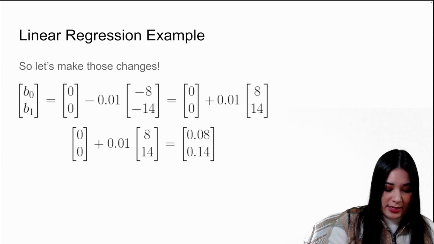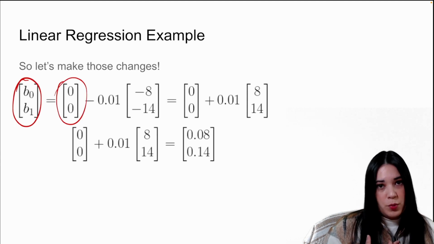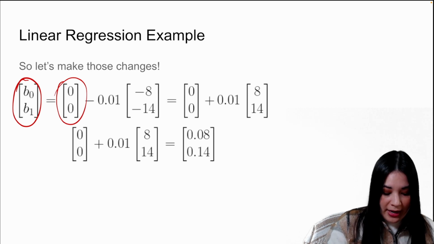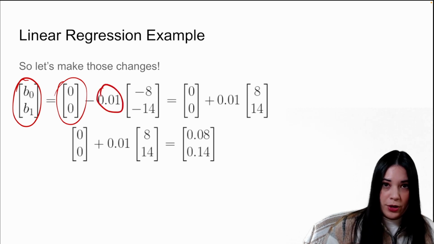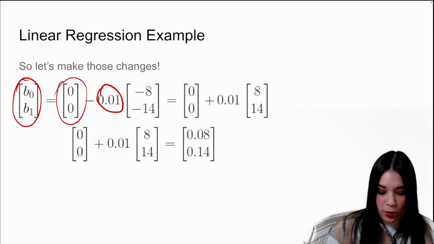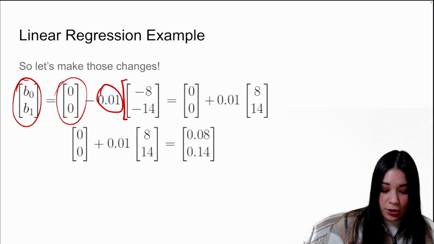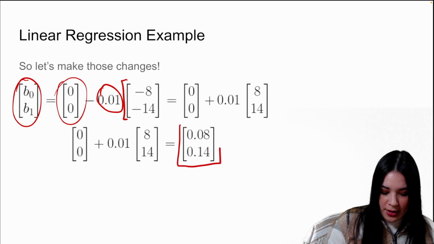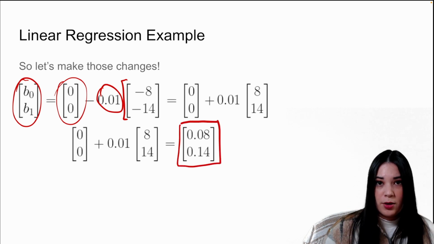All right, so let's apply our update rule for gradient descent. Remember, in gradient descent, the new values for our parameter are the old values, which we set to be 0, 0, minus our learning rate, which I've set to 0.01, times our gradient. Once we do all that math, we get these new parameters of 0.08 and 0.14.